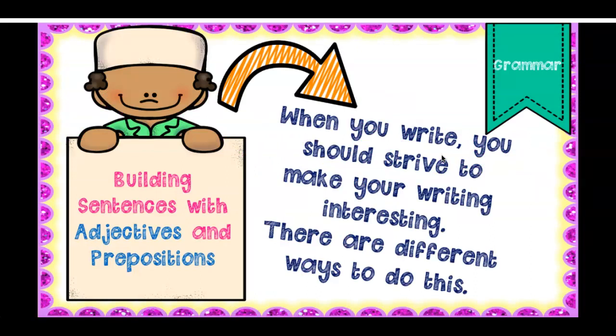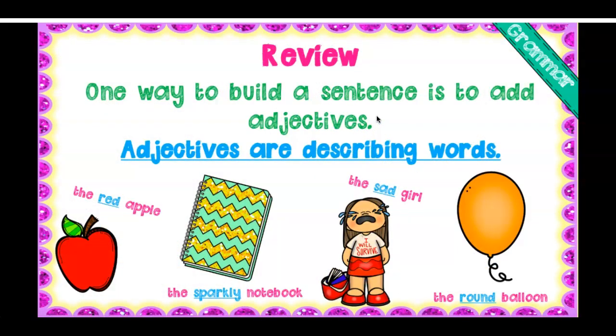Let's move on to building sentences with adjectives and prepositions. So when you write, you should strive to make your writing interesting. We don't want our readers to be bored by our writing. Now there are different ways to do this, and we've learned a few. One way to build a sentence and make our writing more interesting is by adding adjectives. And adjectives are describing words.